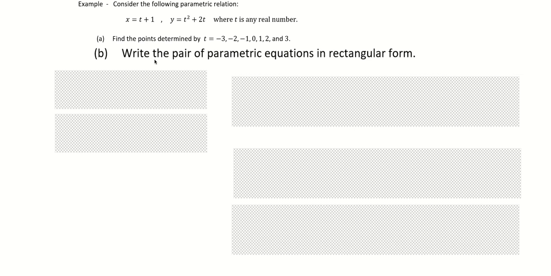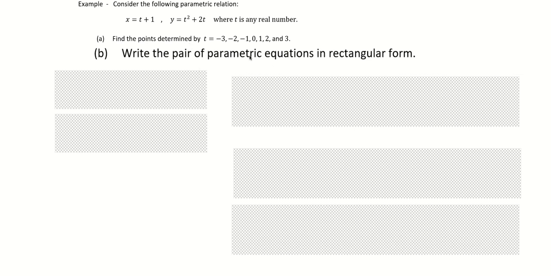Part B of this example says, write the pair of parametric equations in rectangular form, in other words, like a normal rectangular equation. The fact that there's 2 equations that utilize a third variable is weird, or it's not what you're used to. So this is basically asking you to take these 2 parametric equations and put them back together, so to speak, into a way more typical, normal rectangular equation. So here's what we're going to do.